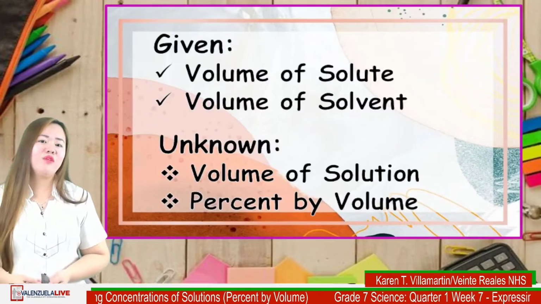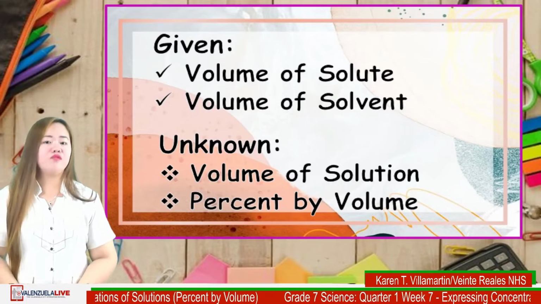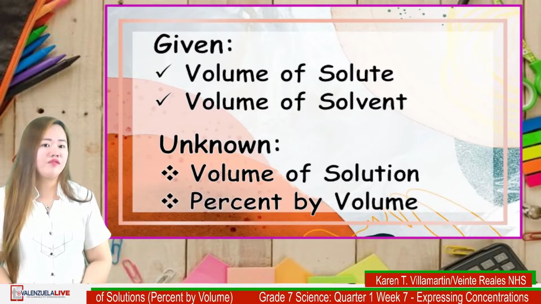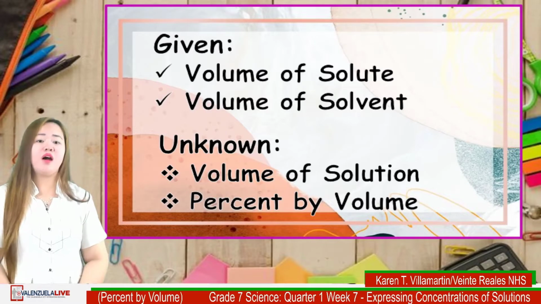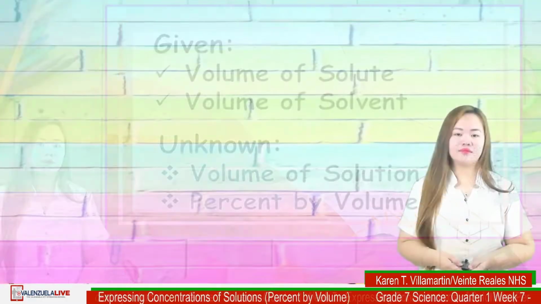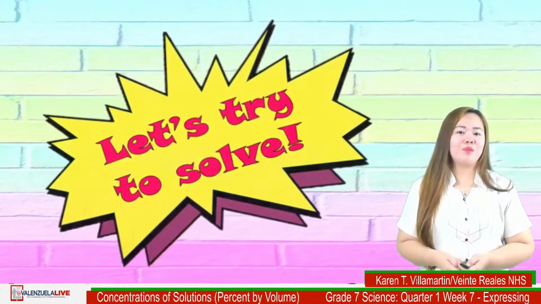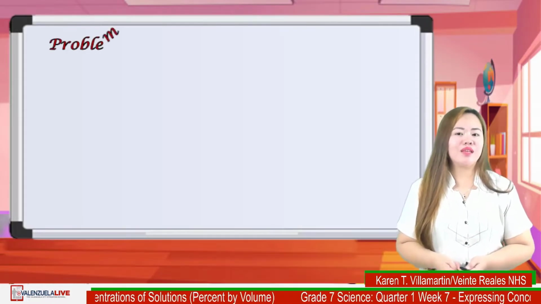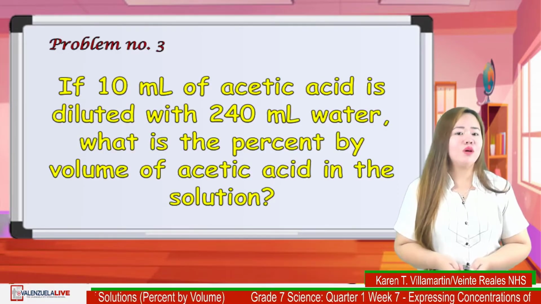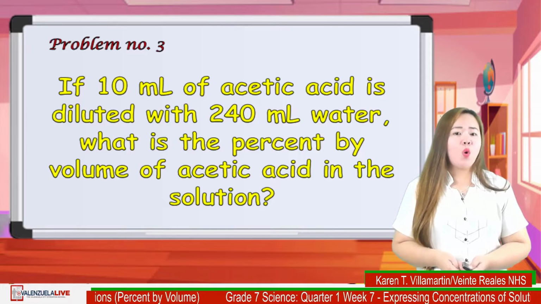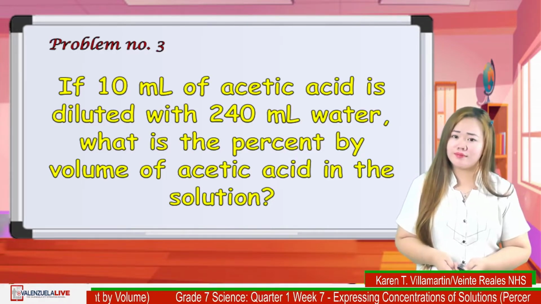Now, how about when the problem goes like this? The volume of solute and volume of solvent are already given, while the volume of solution and percent by volume are unknown. Let us try to solve this one. Problem number 3. If 10 ml of acetic acid is diluted with 240 ml water, what is the percent by volume of acetic acid in the solution?